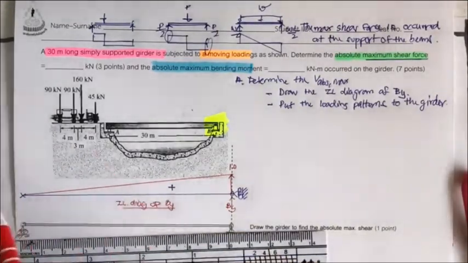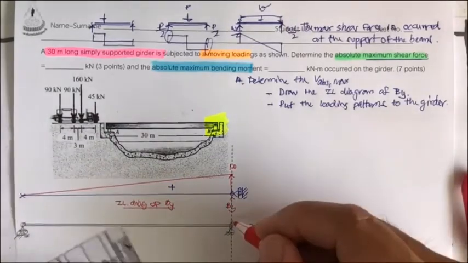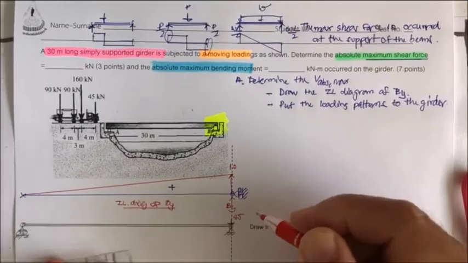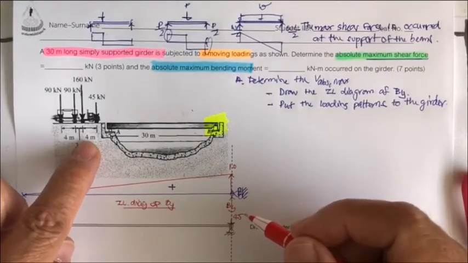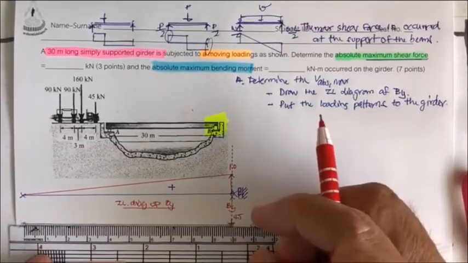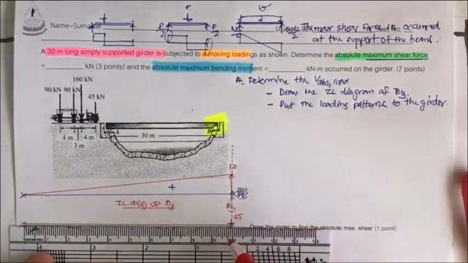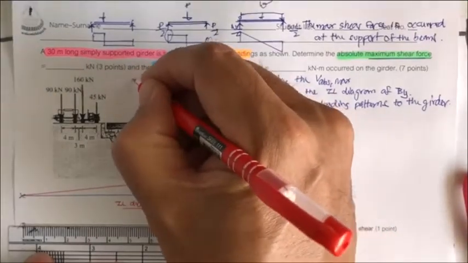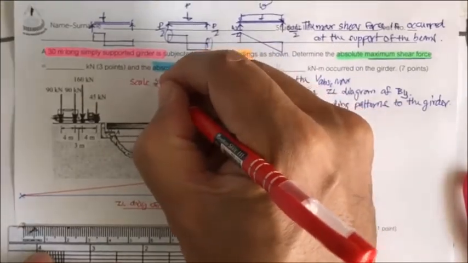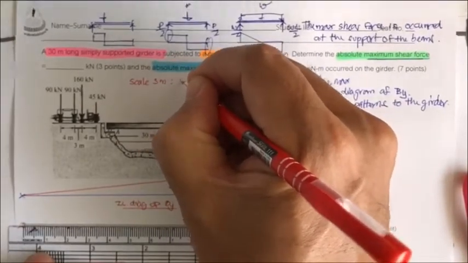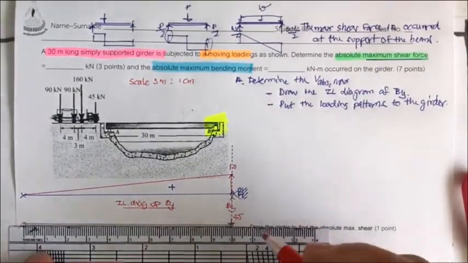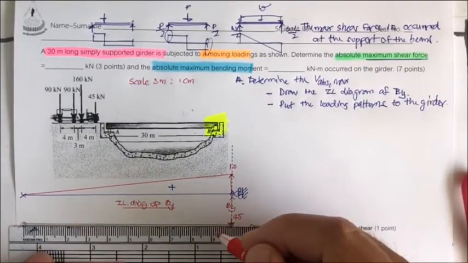Let me put the first one like this, and we put the 45 kilonewton here. When you put the 45 kilonewton here, this is going to be 45, and the car is 4 meter, 3 meter, 4 meter. What we have now is 10 centimeter for 30 meters, so the scale is going to be 3 meter per 1 centimeter. So 4 meter is going to be about 1.3 centimeter.